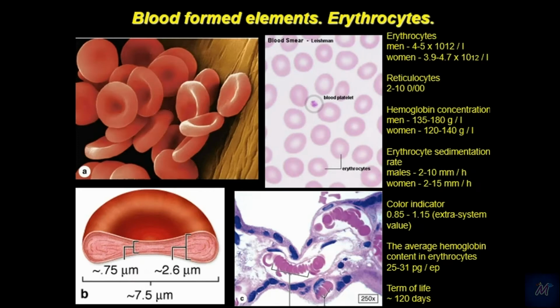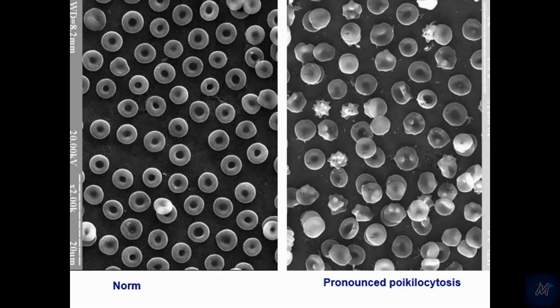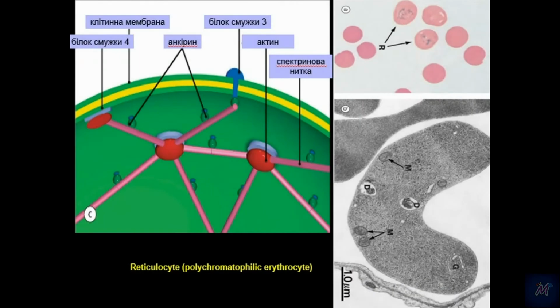But erythrocytes of different shape may be present in the peripheral blood. In the peripheral blood, we can have up to 25% of erythrocytes of different shape. If we have more than 25% of such erythrocytes in the peripheral blood, it's a pathologic condition named poikilocytosis. What about size? We can have in the peripheral blood, normally, up to 25% of erythrocytes of different size, macrocytes and microcytes. If we have more than 25% of different size erythrocytes in the peripheral blood, this condition is also pathologic, and it's named anisocytosis.